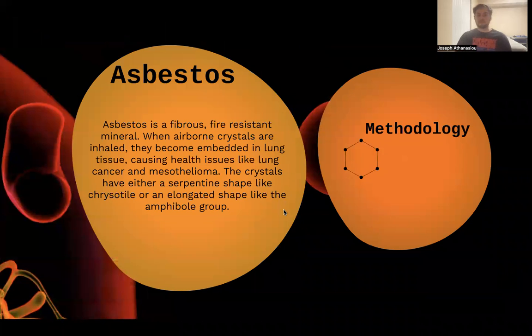First, let's talk about asbestos. It's a fibrous, fire-resistant mineral. When airborne crystals are inhaled, they become embedded in lung tissue, causing health issues like lung cancer and mesothelioma. The crystals have either a serpentine shape, like in chrysotile, or an elongated, sharp needle-like shape, like in the amphibole group, which has a few different kinds of asbestos in it.